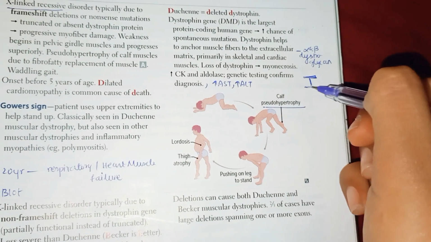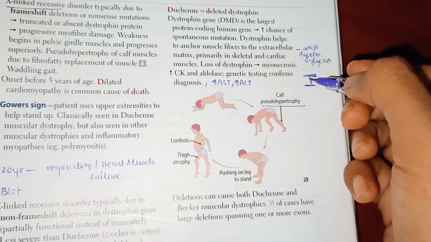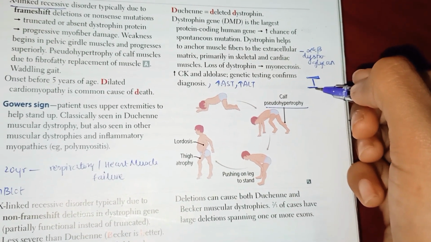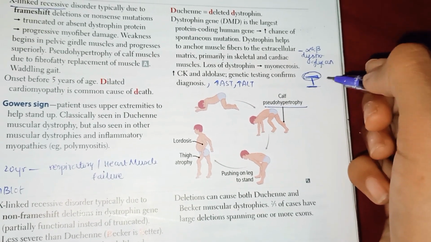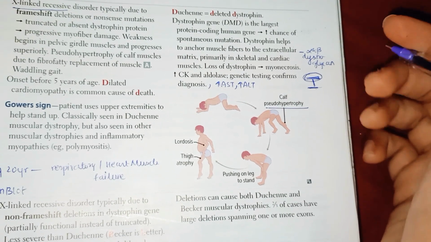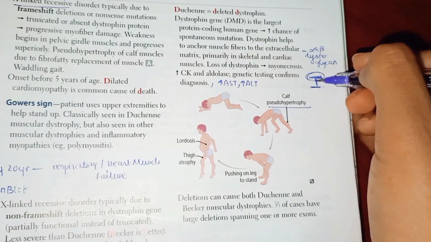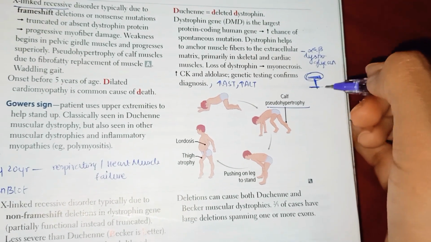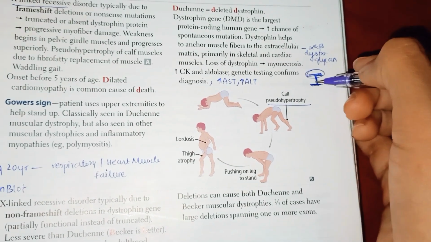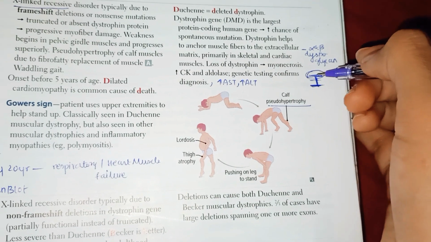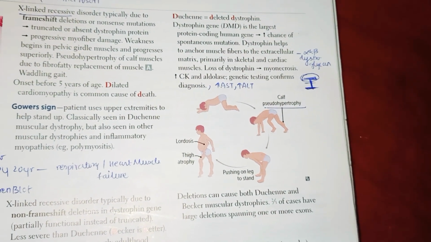Actually, regarding the dystrophin gene, let me draw a simple diagram. Dystrophin protein helps to connect muscle fibers to the extracellular matrix, primarily in skeletal and cardiac muscle. So when there is no dystrophin, it leads to myonecrosis. This is intracellular, this is an extracellular protein. Both are connected by dystrophin. If there's no dystrophin, you can understand there's no connection and there's myonecrosis.